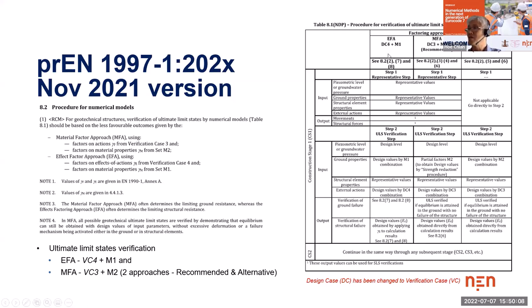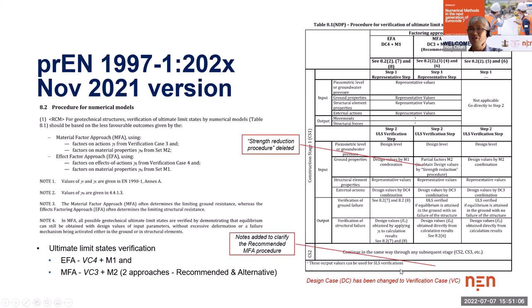This is EFA. You take the characteristic or representative values and run through your analysis, and then you apply the partial factor on the effects of action. For material factor approach, there are two different ways that you can do it. One is the recommended one, the other one is the alternative one. The alternative one is simpler. You apply partial factor on your material and take your analysis to the end, and you don't apply any factor to the output from that analysis. The recommended approach is slightly more complex, which I'll explain using the example for retaining wall design, which will make it clearer. So in this table, this design case is now replaced by verification case.